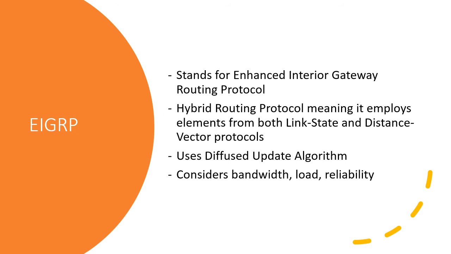EIGRP stands for Enhanced Interior Gateway Routing Protocol. It is a hybrid of link state protocols and distance vector protocols. So it takes both elements from each of them. It uses the diffused update algorithm, and it usually considers bandwidth, load, and reliability.